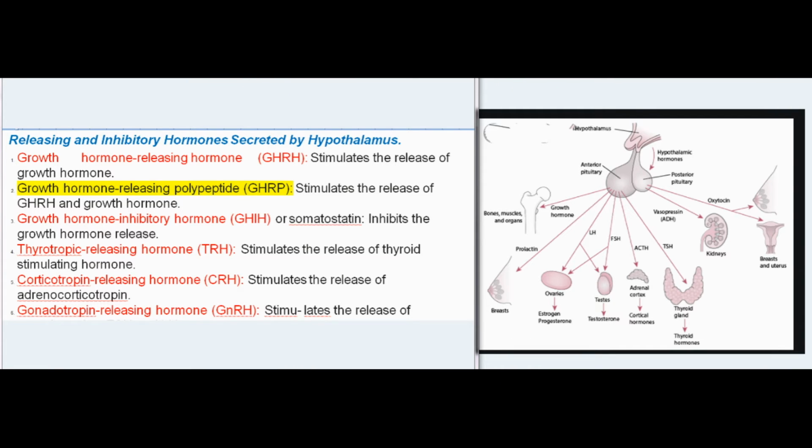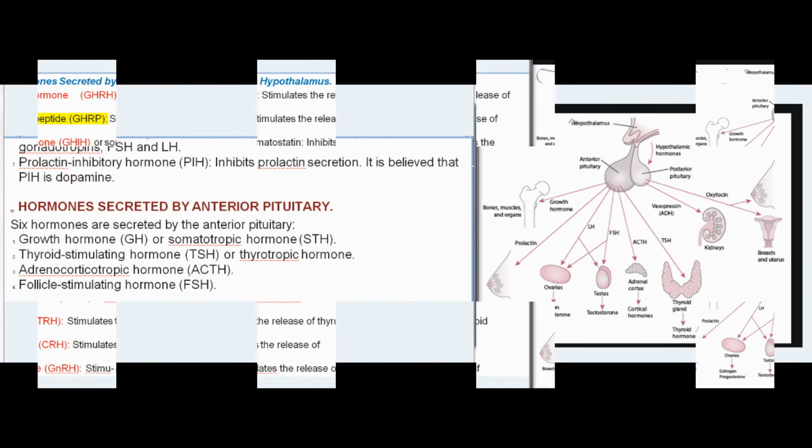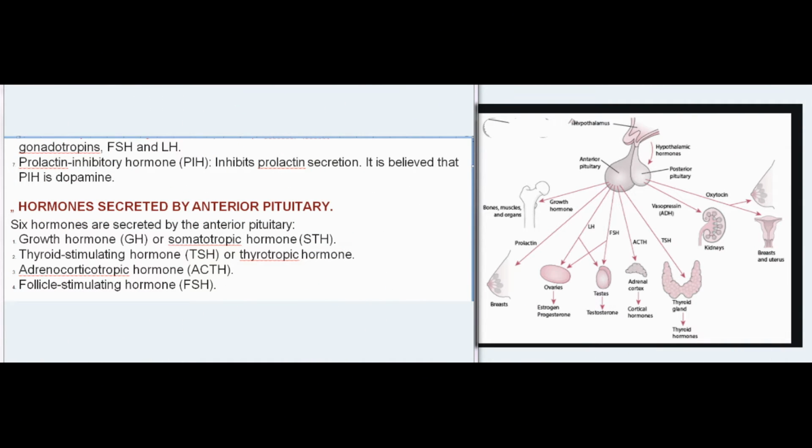Releasing and inhibitory hormones secreted by hypothalamus. Growth hormone releasing hormone, GHRH, stimulates the release of growth hormone. Growth hormone releasing polypeptide, GHRP, stimulates the release of GHRH and growth hormone. Growth hormone inhibitory hormone, GHIH, or somatostatin, inhibits the growth hormone release. Thyrotropic releasing hormone, TRH, stimulates the release of thyroid-stimulating hormone. Corticotropin releasing hormone, CRH, stimulates the release of adrenocorticotropin. Gonadotropin releasing hormone, GnRH, stimulates the release of gonadotropins, FSH and LH. Prolactin inhibitory hormone, PIH, inhibits prolactin secretion. It is believed that PIH is dopamine.